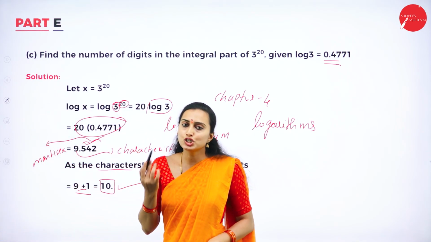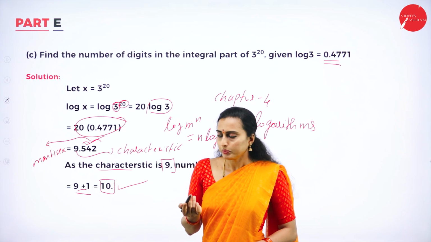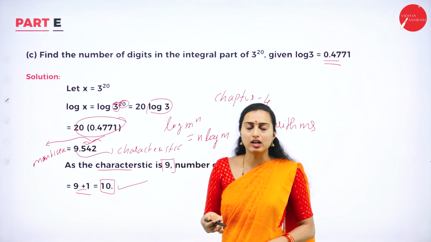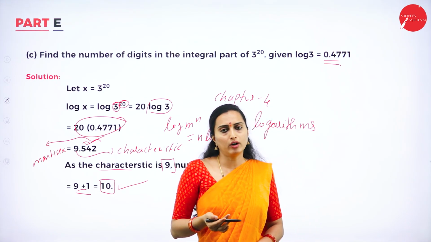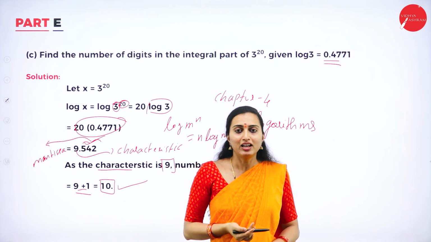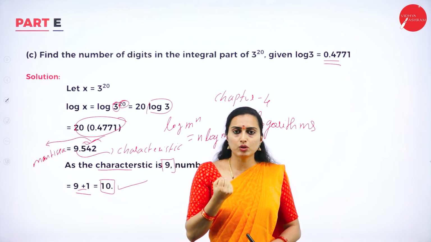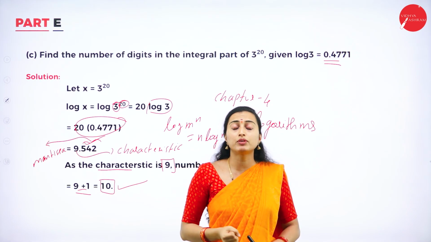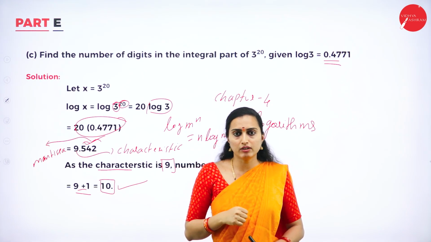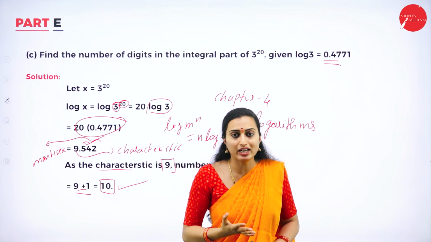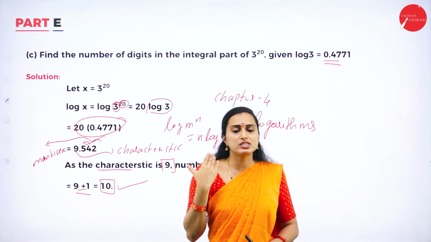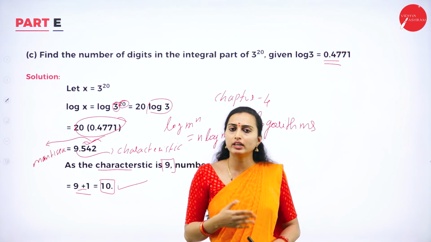This is for a 2 marker. So this is how you are going to answer when they ask from chapter 4, logarithms. I hope you understood them. Once again, I am going to remind you: in the 64th question, option A will be asked from chapter 2, sets, relations and functions, option B will be asked from linear function, and option C will be asked from chapter 4, logarithms.